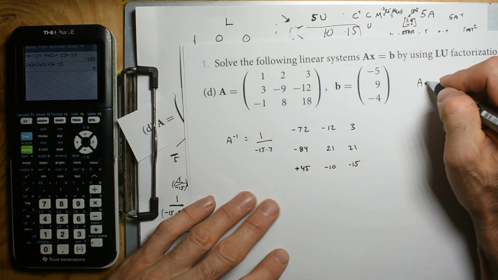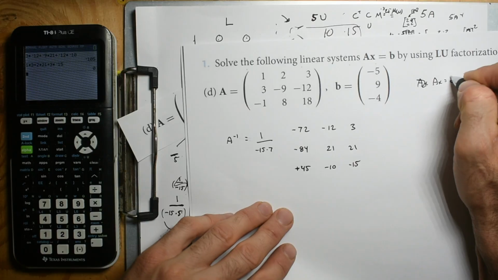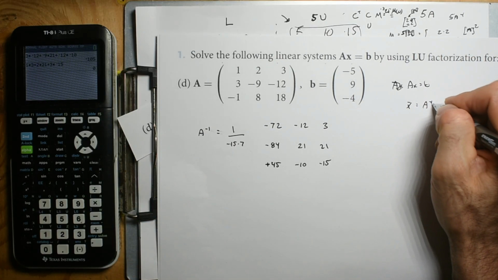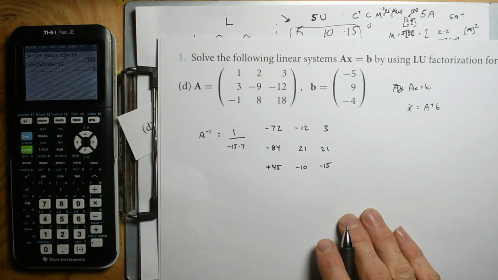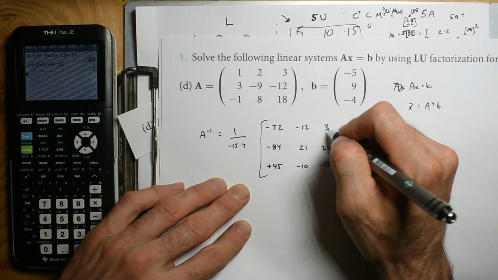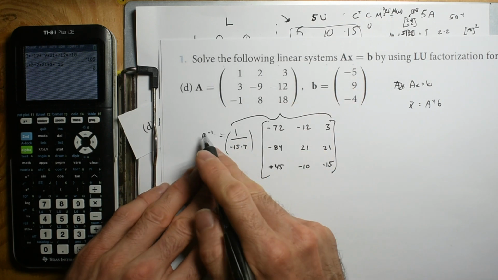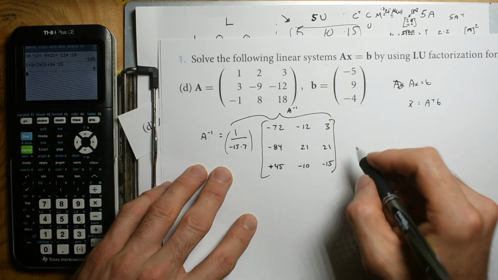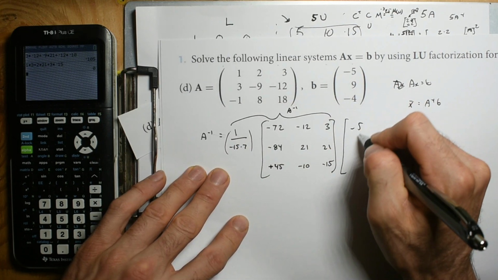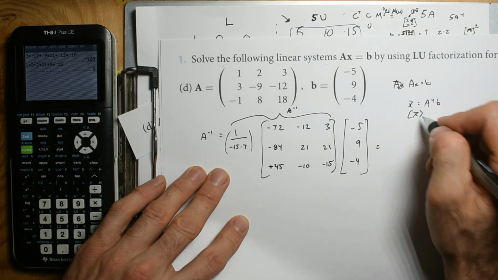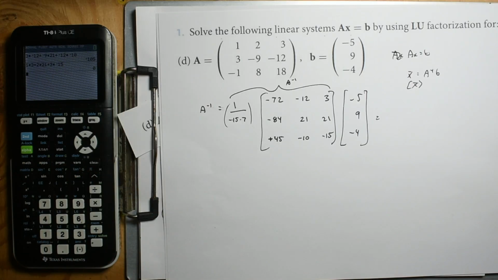We have AX is equal to B. So our vector of unknowns is going to be inverse A times B, which is this matrix and the scalar. This all is inverse A, but multiplied by B, negative 5, 9, negative 4, is going to be our vector of solutions.